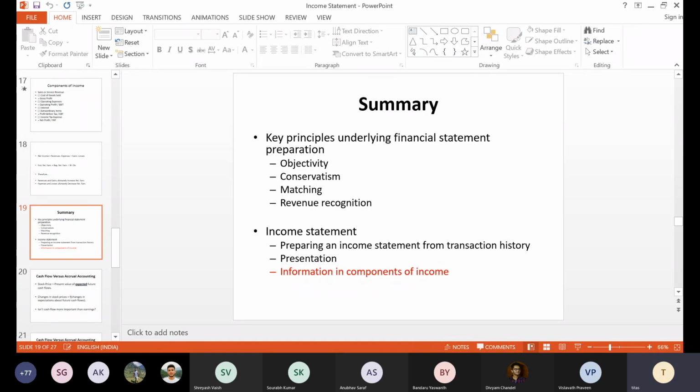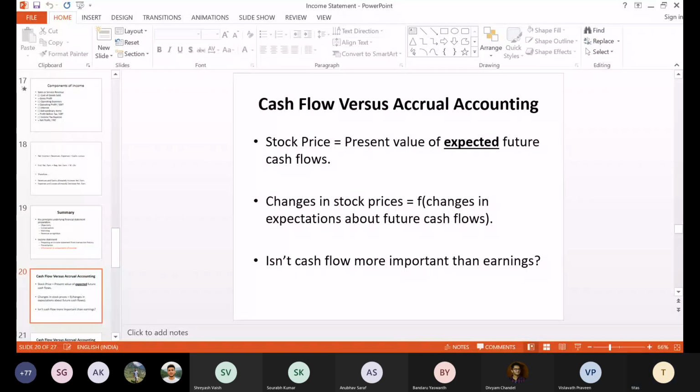So what kind of information it conveys to the investors, that we have found. Okay. So what is the difference between cash flow versus actual accounting? It can be better understood if we discuss a bit about the stock price. So what is stock price? See, it is the present value of the expected future cash flows. Why have I suddenly started this discussion? Maybe many times you may have a question: when I am going to value a company, where does that value actually come from, right?